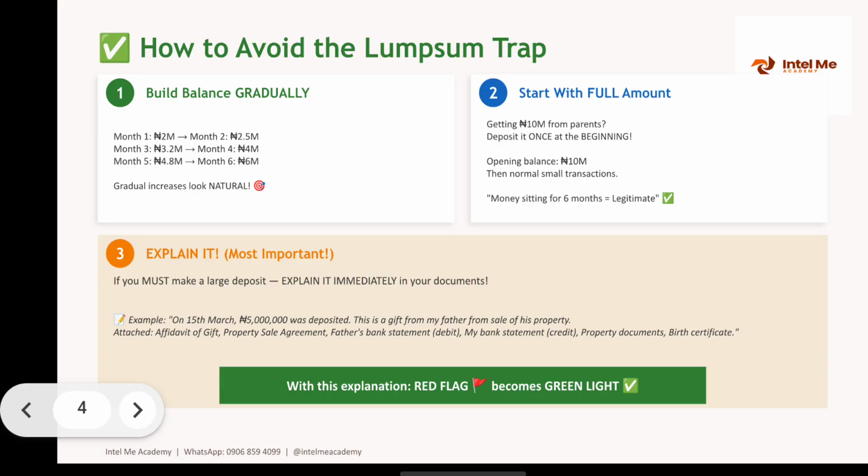So you can attach affidavit of gift, property sale letter, father's bank statement showing the debit, your bank statement showing the credit, property documents, birth certificate, everything to prove that it is real. So with explanation, what looks like a red flag becomes a green flag.